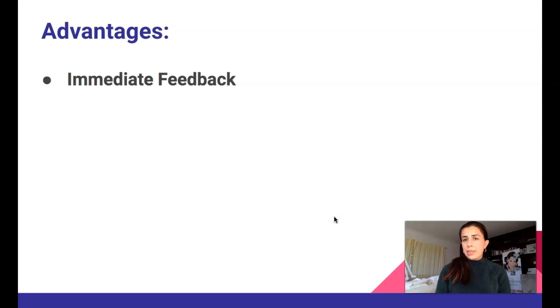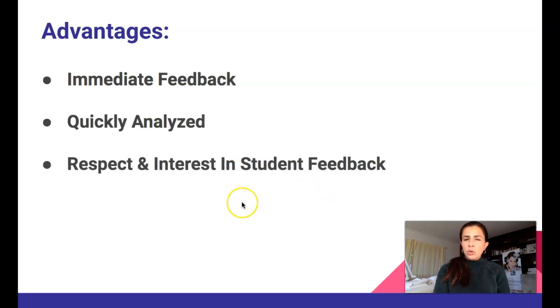As Brookfield always emphasizes, one of the great characteristics of an evaluation is the immediacy. While all the students have that performance freshly in mind, and they can remember and they can incorporate the feedback into their performance. And it was really helpful for them too. It was for me also. It was very quick and easy to analyze. It also showed my respect and interest in the students' feedback, especially for the first and second question, and it made a very good connection between us.